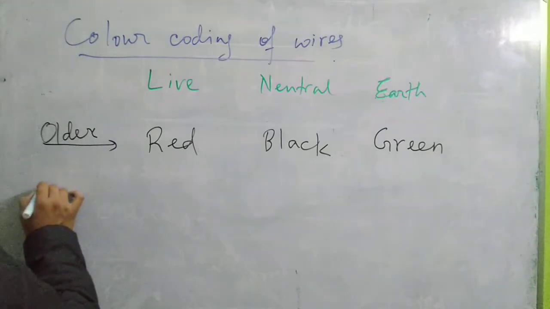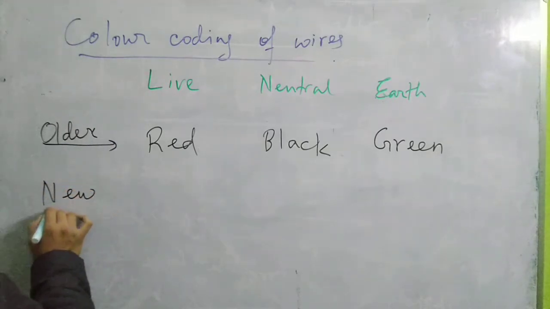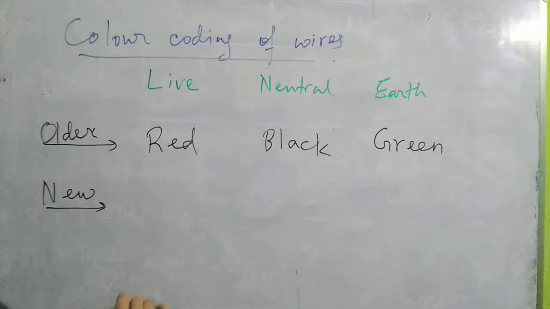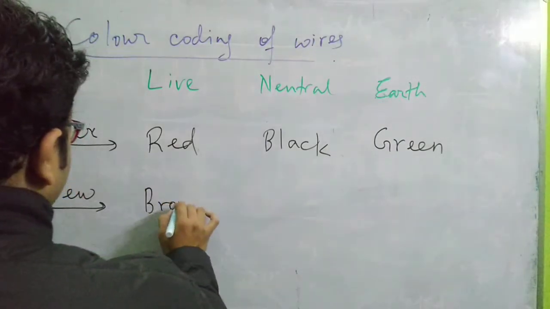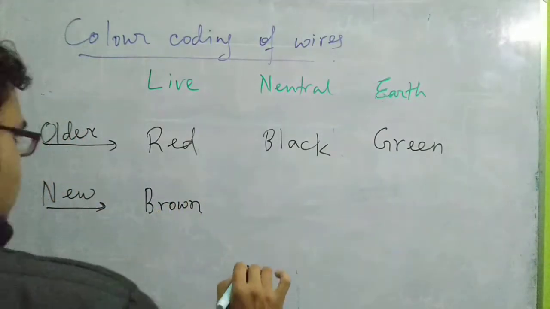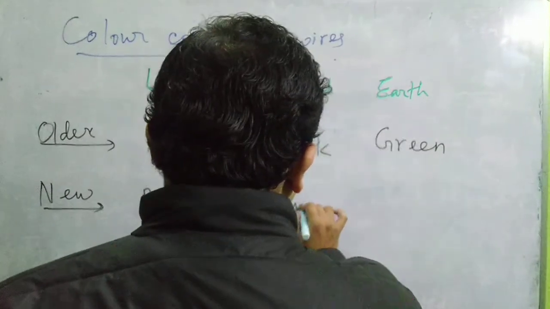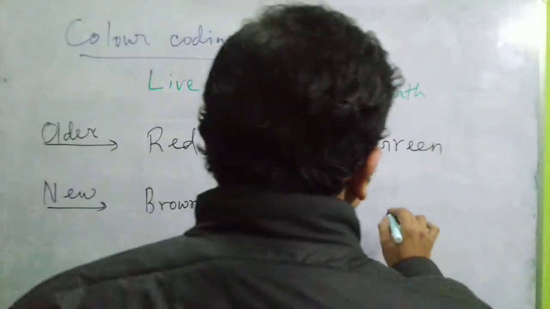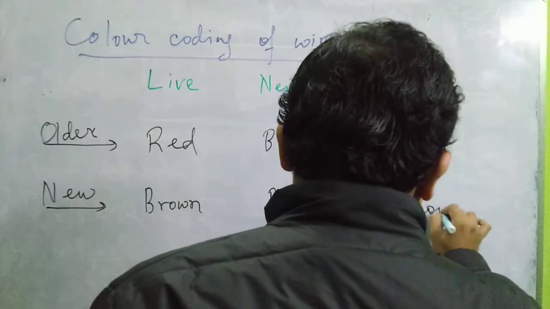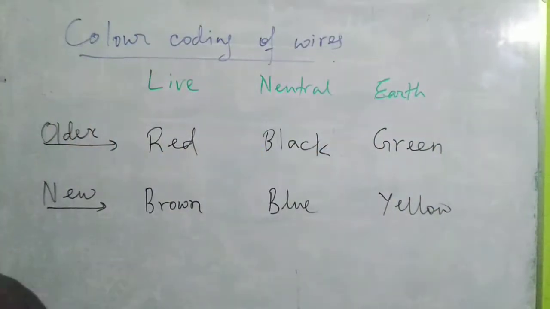Fine. And according to the new convention, the live wire is denoted by the color brown, the neutral wire by the color blue, and the earth wire by the color yellow. Okay, so please do remember, sometimes these are asked in the examination.